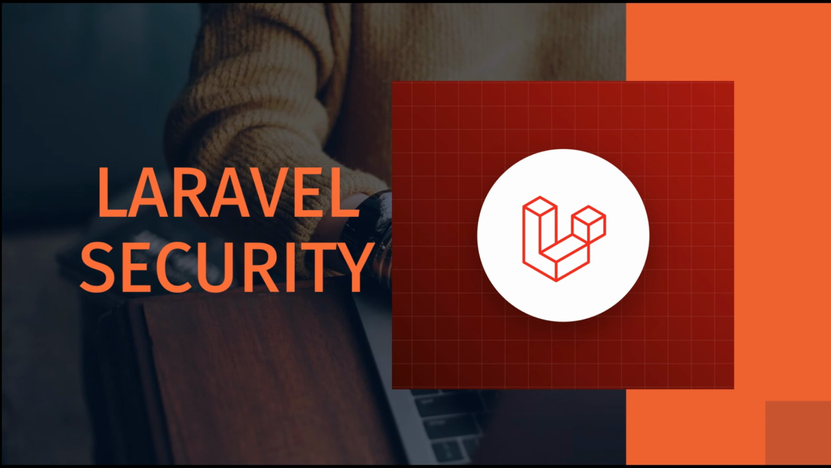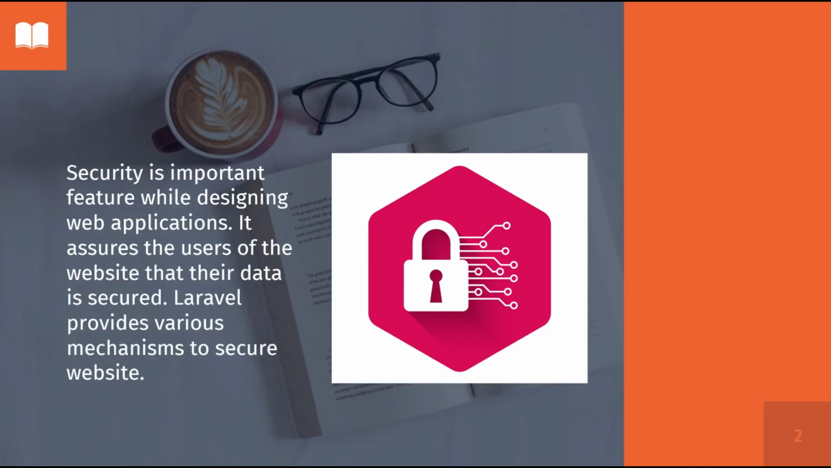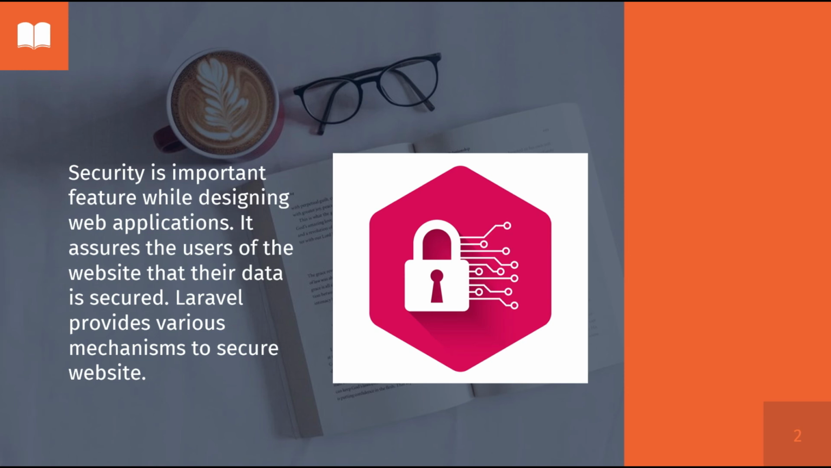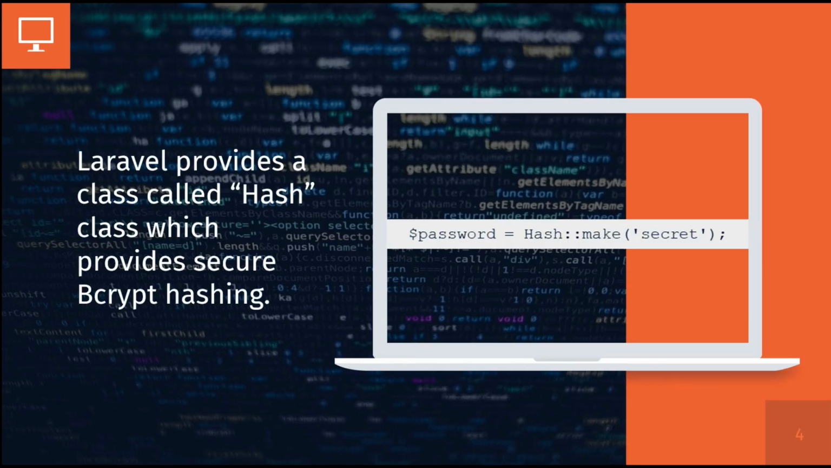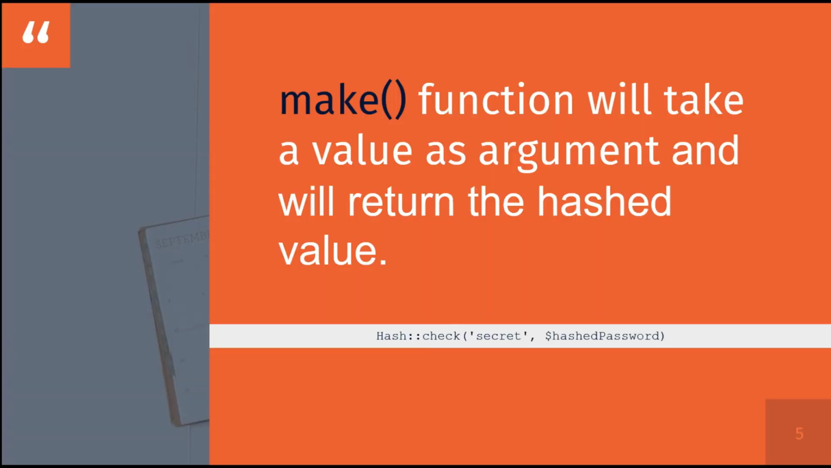Hello everyone. This time we're going to discuss Laravel security. Security is an important feature while designing web applications. It assures the user of the website that their data is secure. Laravel provides various mechanisms to secure a website. First is storing passwords. Laravel provides a class called the Hash class, which provides secure bcrypt hashing. The make function will take a value as an argument and will return the hash value.